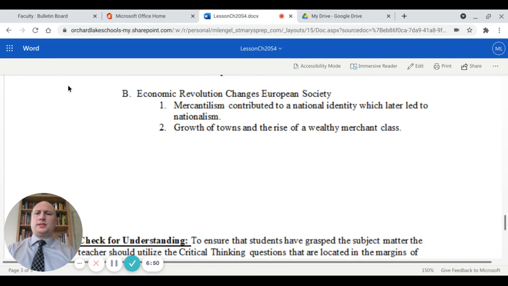Now, these type of policies eventually changed European societal values. Mercantilism, because people were working to make their country as wealthy as possible, contributed to a national identity, also known as nationalism, which later led into certain conflicts with rival countries. Also, you had the growth of towns, which were on the rise due to a wealthy merchant class that was gaining wealth from selling some of these goods through the manufacturing process. So these are some of the basic changes that occurred during the time period of the 1500s and 1600s due to the Columbian Exchange.